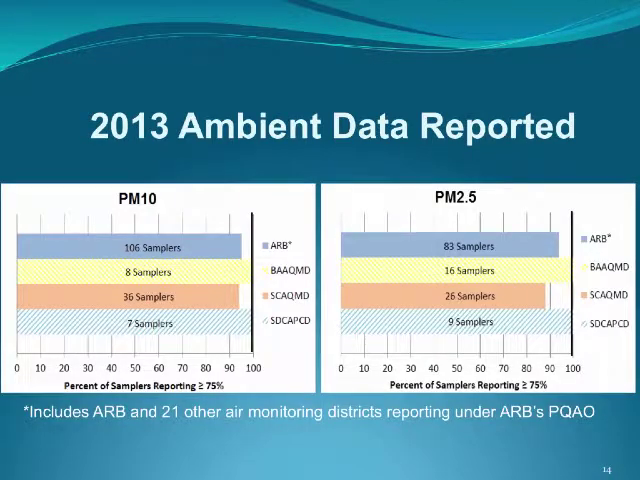So we're now looking at PM. We have 106 samplers operating. Again, over 90% of the sites have uploaded 75% or more. For PM2.5, we have 83 samplers. Again, over 90% have uploaded or collected 75% or more of the ambient data.